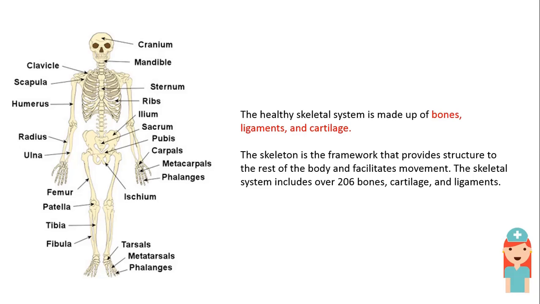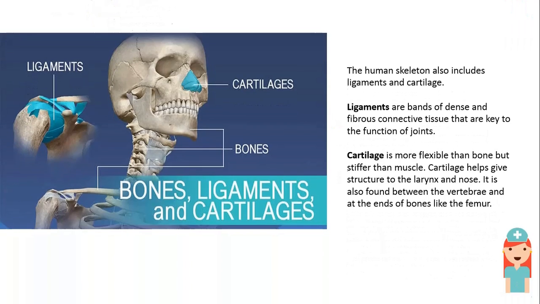So, the basic thing in the human skeletal system is that it is not only made up of bones but also ligaments and cartilages. There are a total of 206 bones present in our body. The skeleton is a framework that provides structure to the rest of the body and facilitates movement. So, in this image, I have listed the names of the bones present in our human body. Let's see, in this slide, we will be seeing the difference between the ligaments and the cartilages.